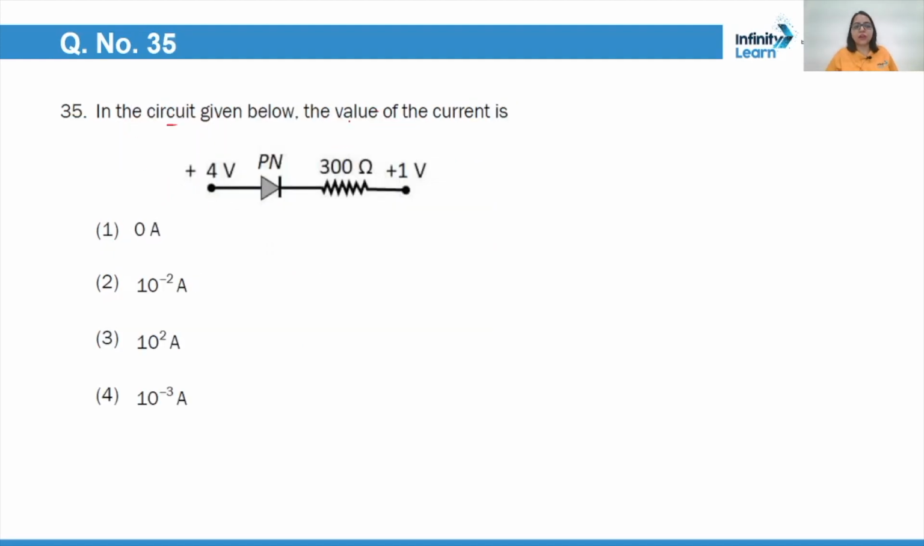What is the value of current in the circuit? This PN junction is forward biased, so it will offer 0 resistance. So the potential difference across this resistor is 3 volt, divided by the resistance gives the current, which is 0.01 ampere, which is option 2.